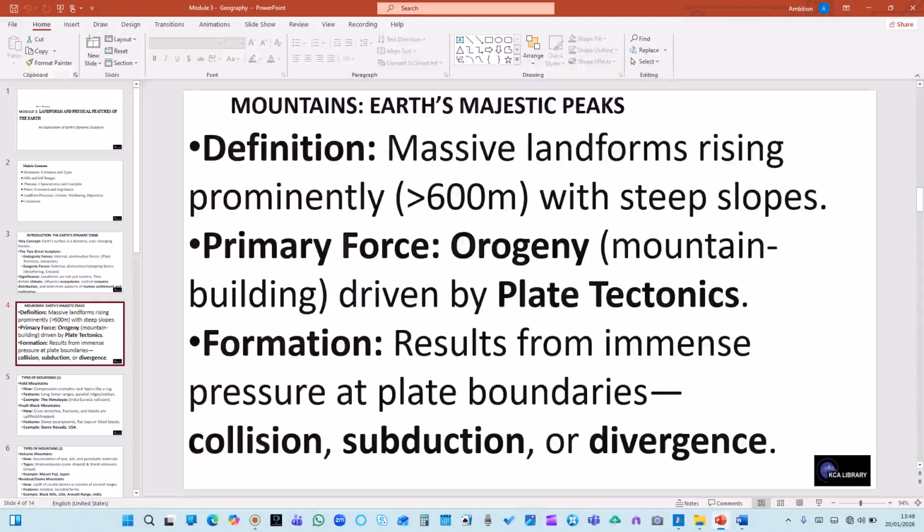The primary force, just like we said, the process of formation of mountains is known as orogeny, which is mountain building, which is driven by plate tectonics. The formation results from immense pressure at plate boundaries, which is usually in the form of collision, subduction, or divergence.